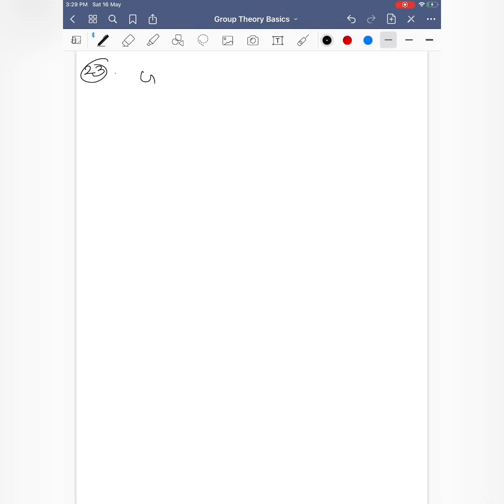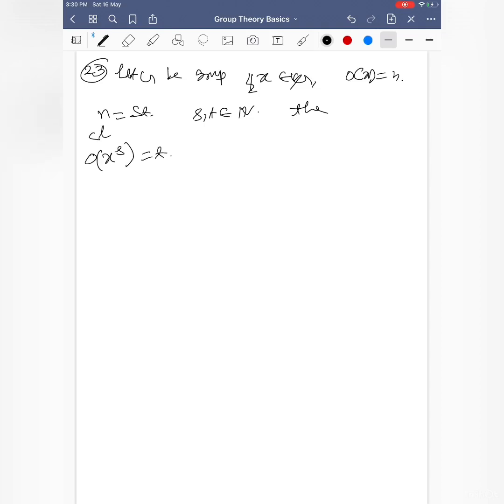Proposition 23 says that let G be a group and x belongs to G. The order of x equal to n, and n can be written as st, where s and t belong to natural numbers. Then the order of x power s is t. Proof. This is a claim.